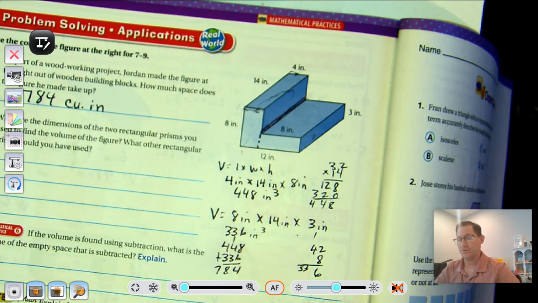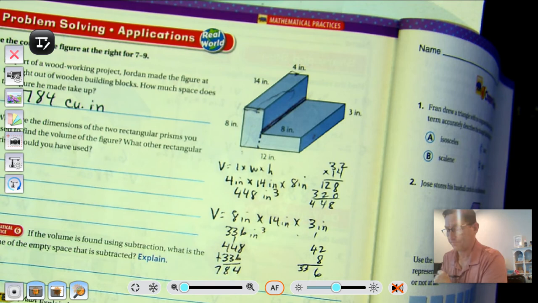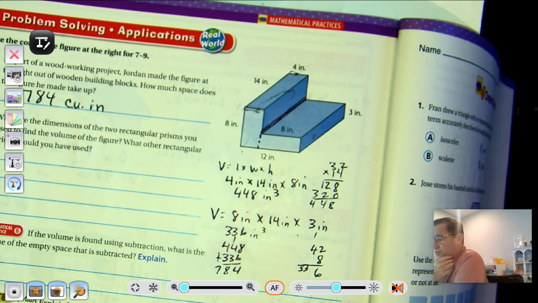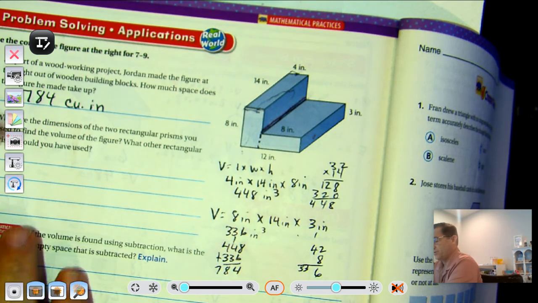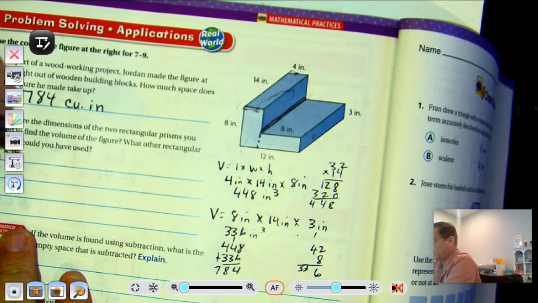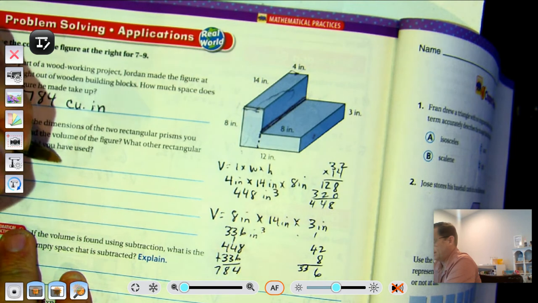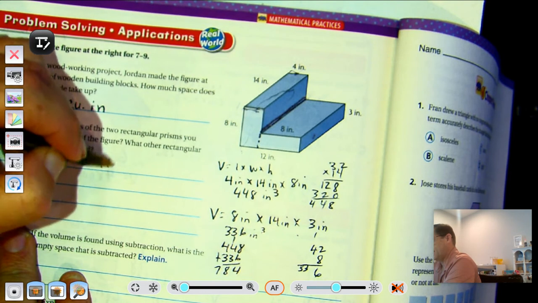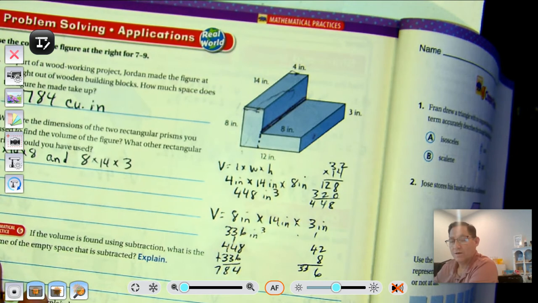Okay. Number 8. What are the dimensions of the 2 rectangular prisms you used to find the volume of the figure? I used 4 times 14 times 8 and 8 times 14 times 3. So what is another one?